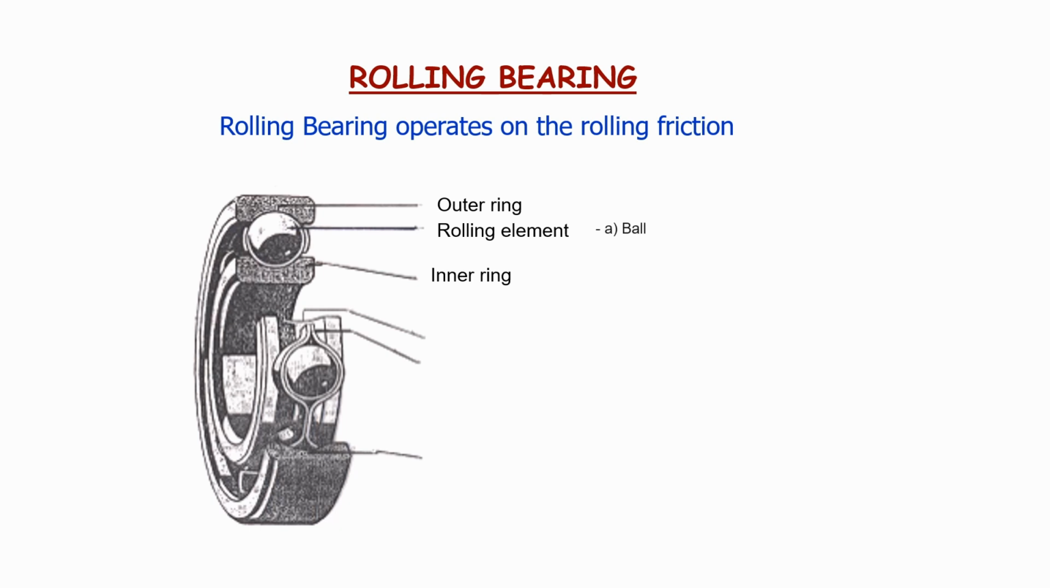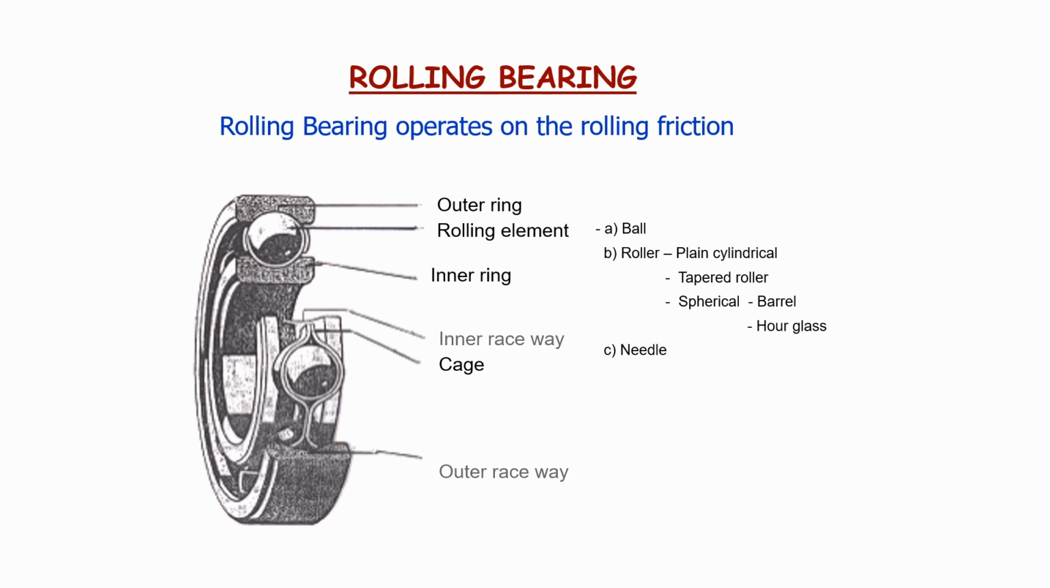Examples: A. Ball. B. Roller: plain cylindrical, tapered roller, spherical barrel, hourglass. C. Needle. 4. Cage, retainer. The cage ensures uniform spacing and reduces wear between the rolling elements. 5. Inner and outer raceways. Raceways provide precise paths for the rolling elements to roll on, ensuring smooth and efficient motion.